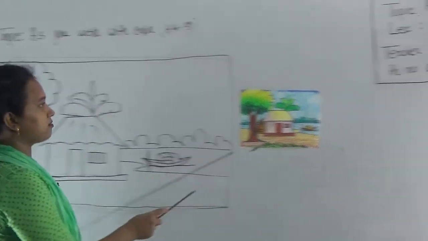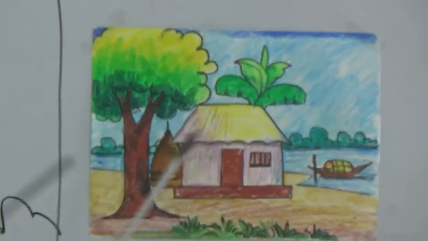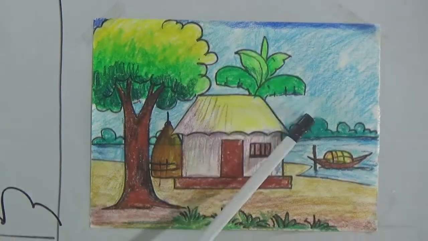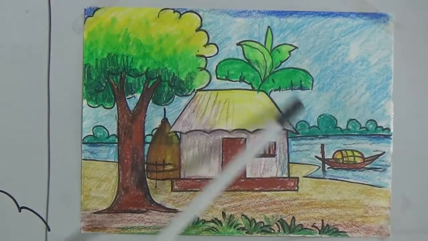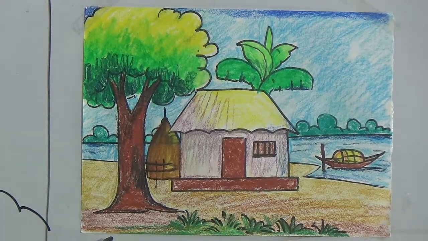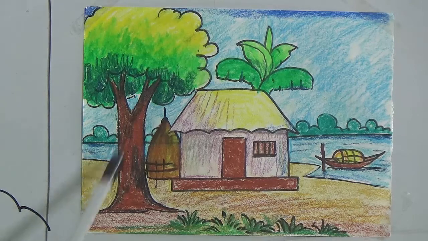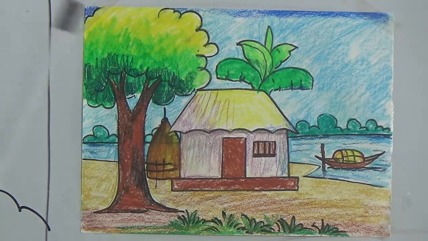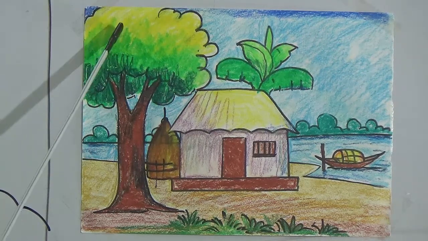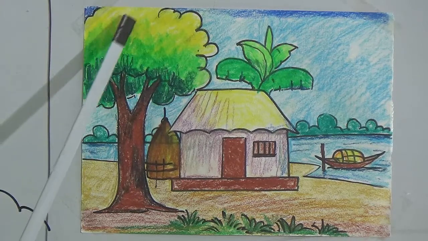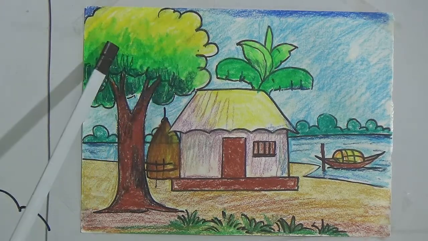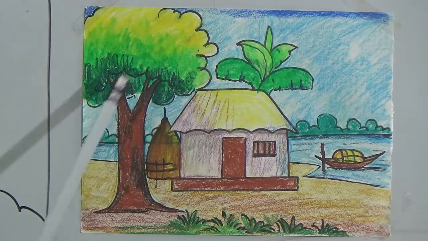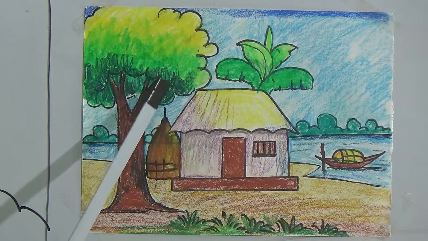So dear student, look at the board. First I have colored this portion, that means the big portion, the sky, by sky color, that means light blue. Then I have colored the yard by deep blue, deep yellow and brown color. After that I have colored the river. Then I have colored the tree. On the tree, first I have used light yellow, then light green, and after that I have used deep green.